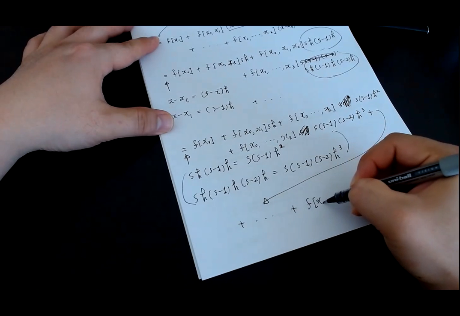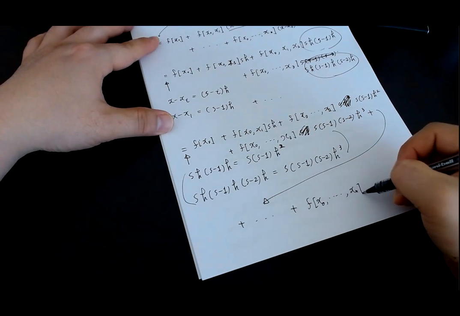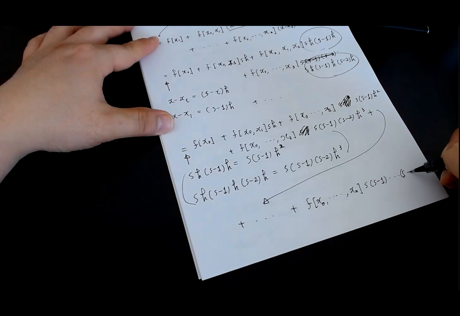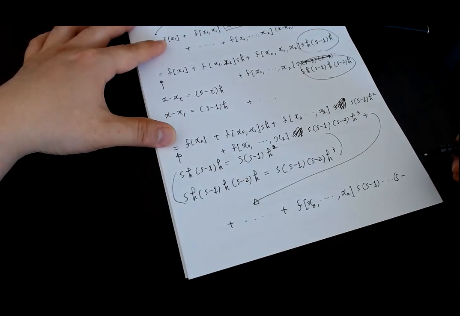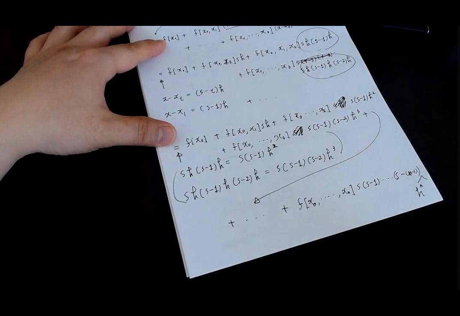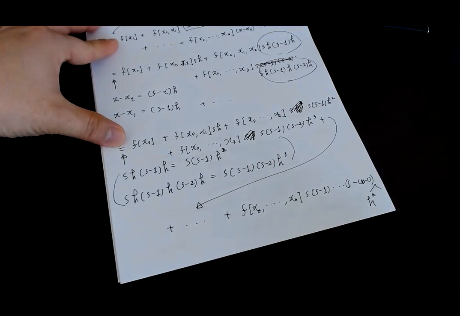F of x0 through xn times s times s minus 1 through s minus n plus 1, right? Or we can say s minus parenthesis n minus 1, times h to the nth power. Is it? Okay.